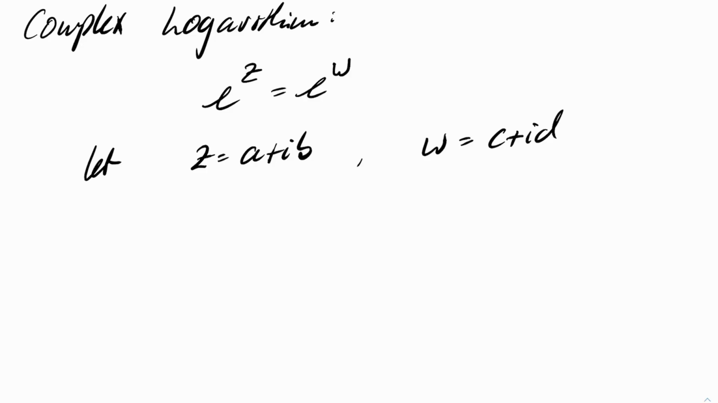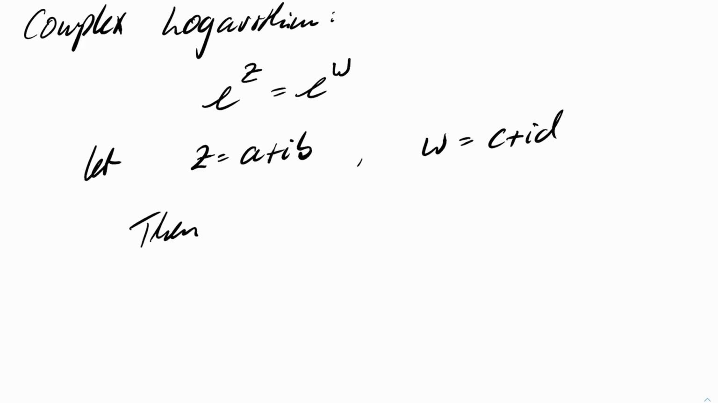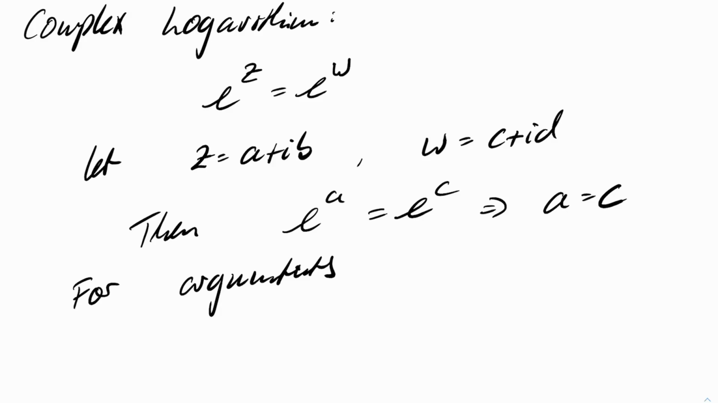So let's let z and w be written in Cartesian form with real numbers a, b, c, and d like this. Then what we have, equating the modulus and argument of e to the z and e to the w, e to the a is equal to e to the c, and so because a and c are real, a must equal c. So that's nice and easy. Now, with the arguments, we can only equate them up to factors of 2 pi. So b must equal d plus 2n pi, because I can add on any multiple of 2 pi that I like to the arguments.